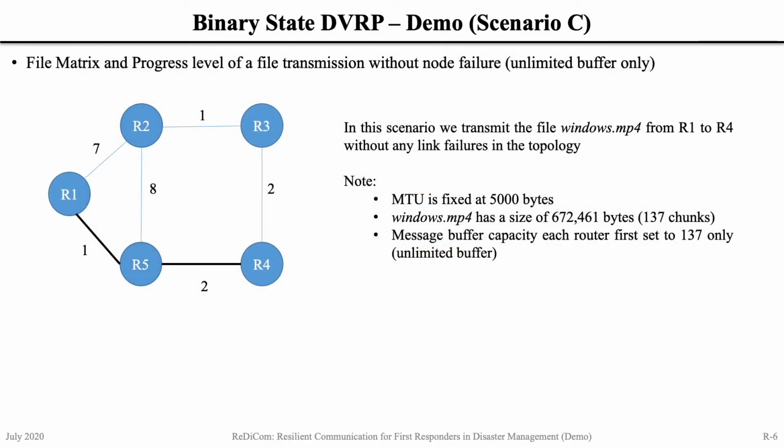In this scenario, we look at what happens during file transmission between two nodes at a given time in our network. We assume there are no node failures and that the routers have unlimited buffer capacity available to them. To demonstrate this, we will send a file called Windows MP4 from R1 to R4. The file has a size of approximately 672 kilobytes, and our MTU is fixed at 5000 bytes. Therefore, the buffer at each router will hold at least 137 packets.